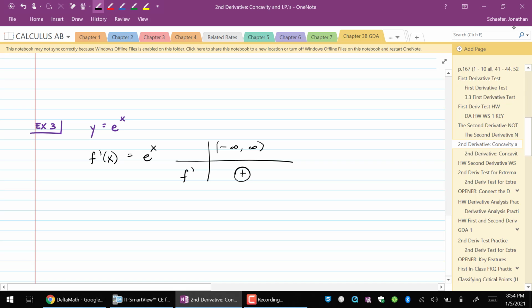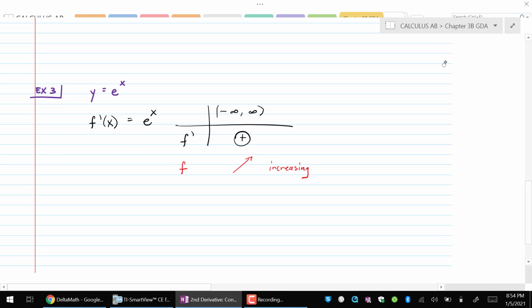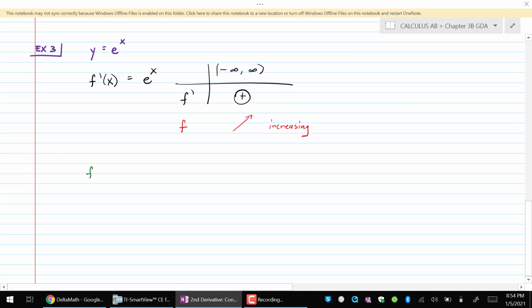Now, what does that mean? If my derivative is positive, then the function regular f is increasing. F is increasing. Well, what about the second derivative? The second derivative is also e to the x. And that's going to discuss concavity. So once again, I don't have any possible inflection points. F double prime, all real numbers, is going to always be positive.